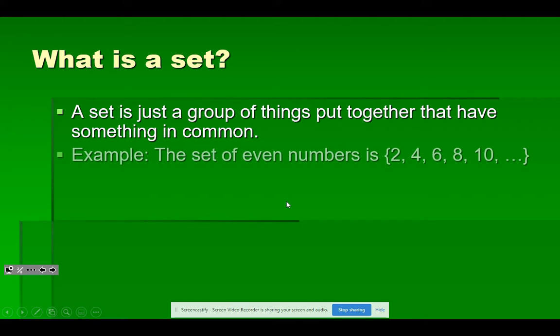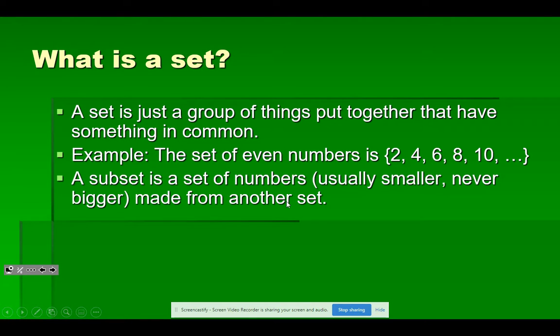For example, the set of even numbers is 2, 4, 6, 8, 10, and those three dots mean "and so on" because we can just continue to add to the set of even numbers with more numbers. In fact, that set is called an infinite set.